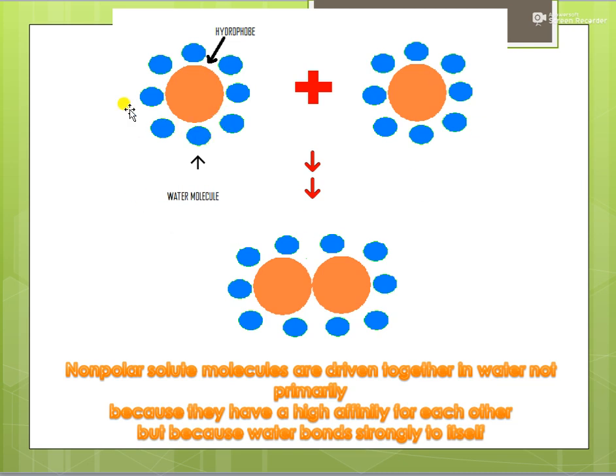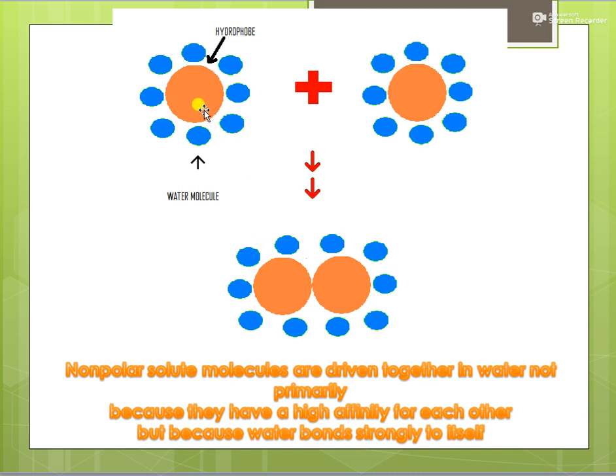Now consider this orange one to be a hydrophobe. Surrounding the hydrophobe, the water molecules would be present. But the hydrophobe and the water are not interacting with each other. And if another hydrophobe also comes into close proximity, what happens? The hydrophobes are driven together in the water.